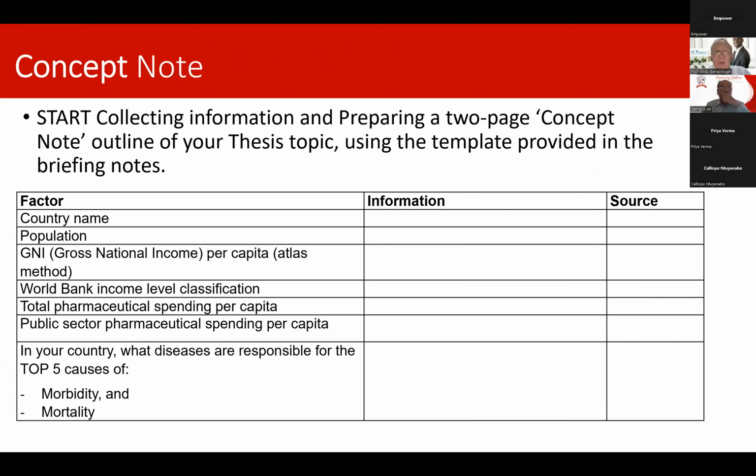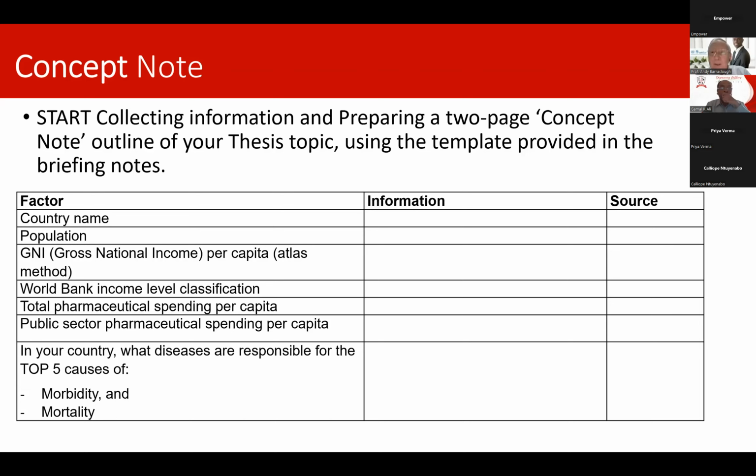This concept note is a 2-page note where you're going to start collecting the information. Here is a little bit of an extract on the screen. The full concept note is in the briefing notes. So we'll start off with just the country name and what's the gross national income and the World Bank income level. Then total pharmaceutical spending per capita.